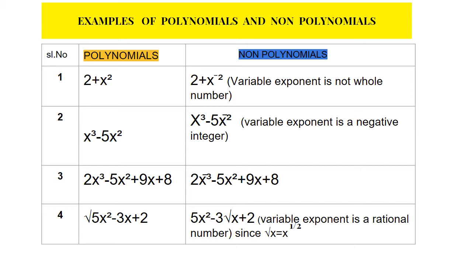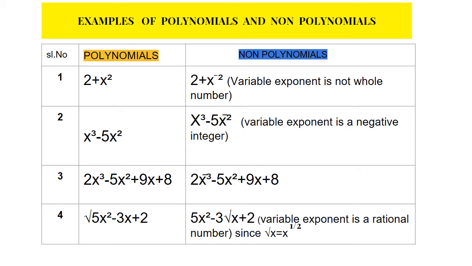Now observe here 2 plus x to the power of minus 2. 2 is a constant and x is the variable, but in this algebraic expression, x to the power of minus 2 is here. The variable exponent is not a whole number. Minus 2 is not a whole number, it is a negative integer. So if an algebraic expression consists of a constant and variable, the variable must have an exponent that is a non-negative integer or a whole number. That's why this is a non-polynomial.